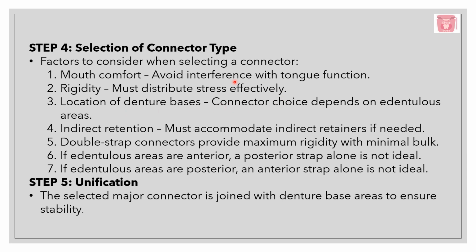That also needs to be considered while selecting a connector type. Fourth is your indirect retention. So the connector that you're giving, it must accommodate indirect retainers if needed. Double strap connector provides maximum rigidity. We should go for double straps, which can be placed both anteriorly and posteriorly, to give maximum rigidity with minimal bulk. Then, if the edentulous areas are anterior, then a posterior strap alone is not ideal.